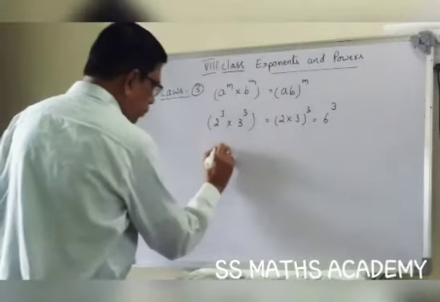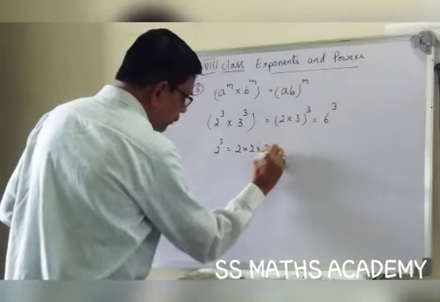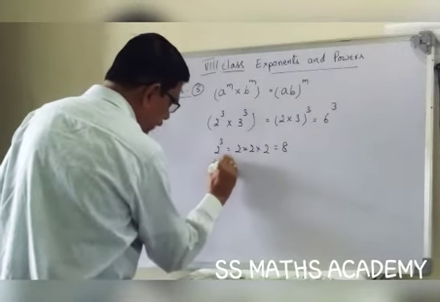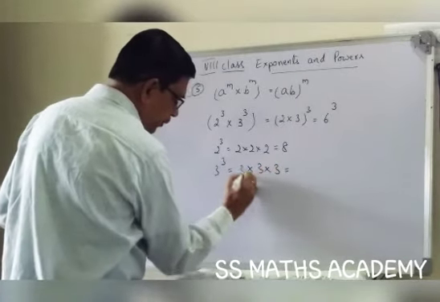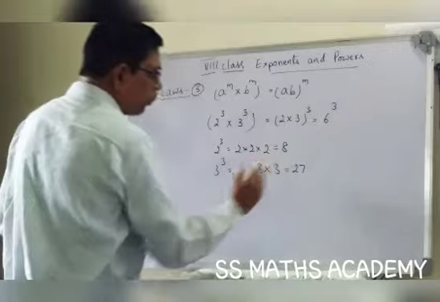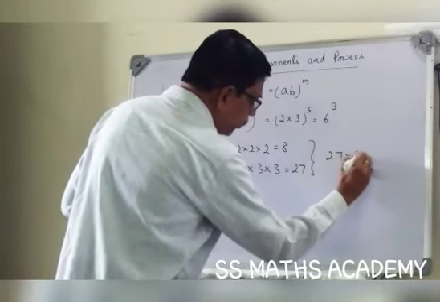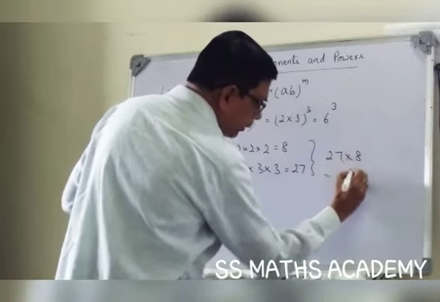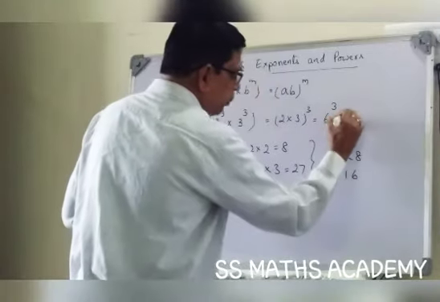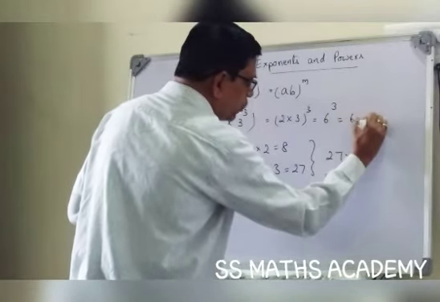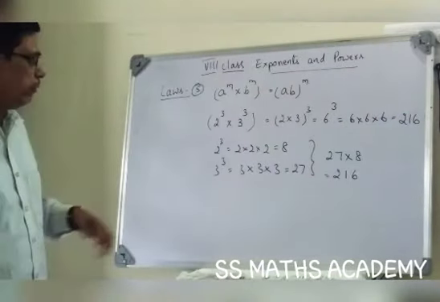If you want, you can check. 2 to the power of 3 means 2 into 2 into 2, that is 8. 3 to the power of 3 means 3 into 3 into 3. 3 is multiplied 3 times, that is 3 3s are 9, 9 3s are 27. 27 into 8, if you multiply these two, is equal to 216. Similarly, 6 to the power of 3 means 6 into 6 into 6. This is also equal to 216. Like this we can verify.